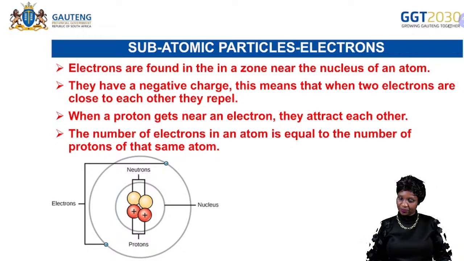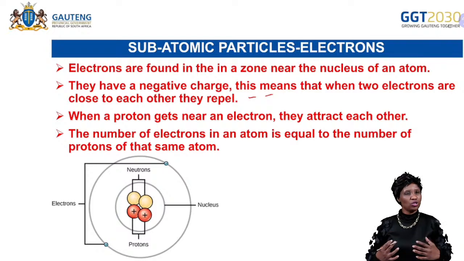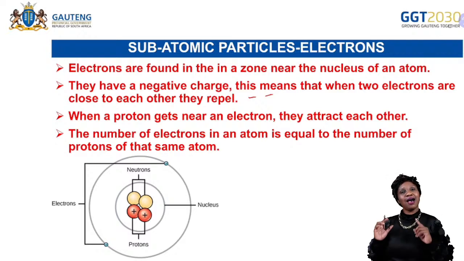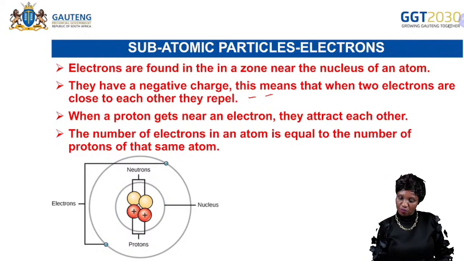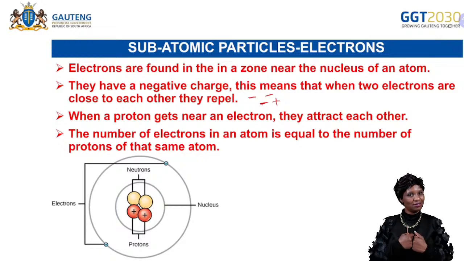And then they have a negative charge. This means when two electrons are close to each other, they do what? They repel. If you take a negatively charged electron and another negatively charged electron, if you bring them together, what's going to happen? They're going to push each other away. They're going to repel because these are like charges. And then if you bring a negatively charged electron and a positively charged proton, what's going to happen? They are unlike charges. They are going to attract. All right. These are unlike charges.